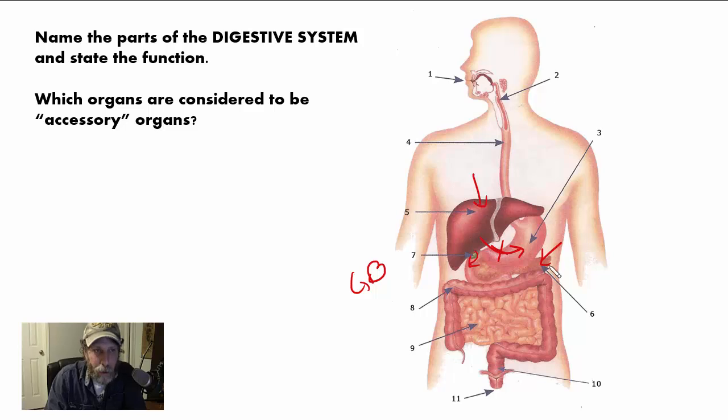So the liver's an accessory organ. We also have this one underneath. This one is the pancreas. All right. It releases many digestive enzymes into the duodenum, right in there, into the small intestine, along with bile from the gallbladder. There are many enzymes that come from the pancreas.